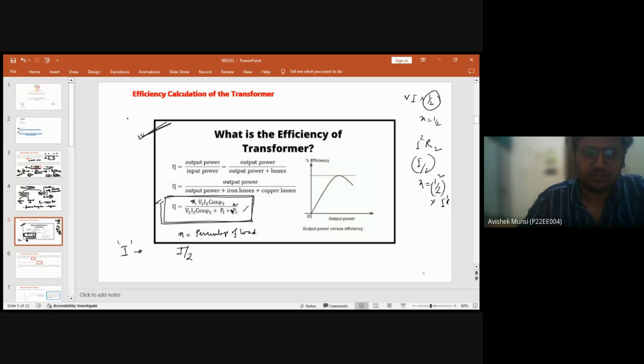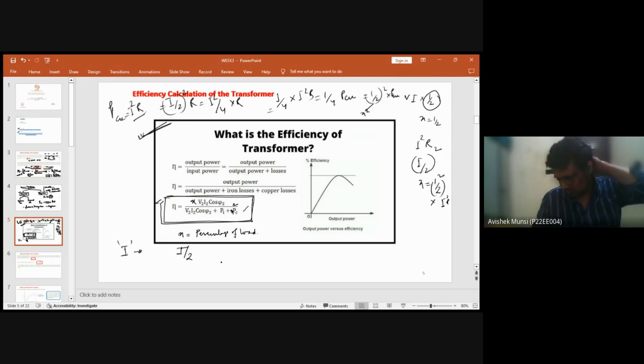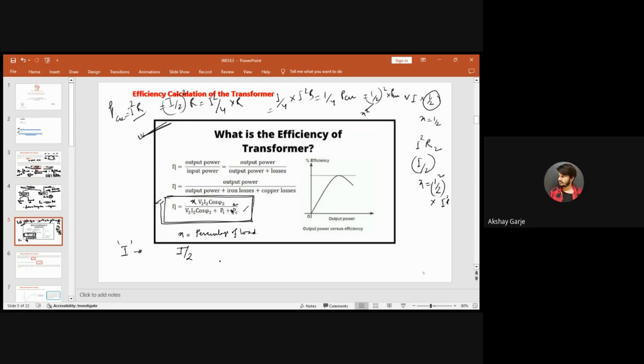Is it clear? Suppose we have PCU, that is I square R, suppose only resistance loss. But we are conducting it at I by 2. So it will be I square by 4 into R, that is basically 1 by 4 into I square R, that is 1 by 4 of your copper loss. That is half square into copper loss, and this is what the x square is. Is it clear? Yes, yes, got it.